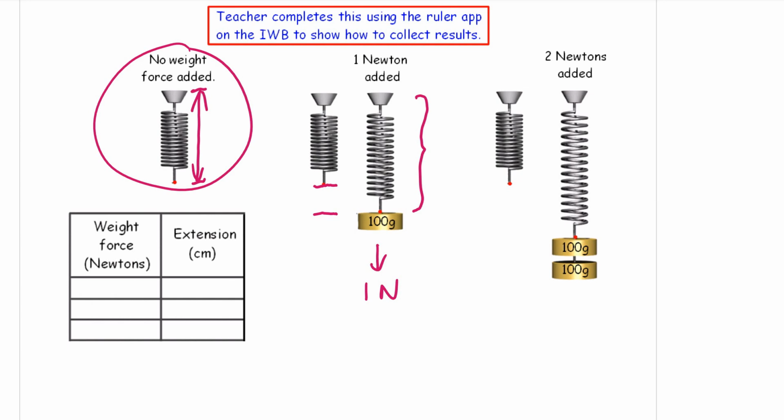measurement there. So when the weight force was 0, the extension was 0. But as we add more weight, you will see that the extension gets bigger. So here the extension is from this point all the way down to here. The extension is increasing as we increase the weight force.